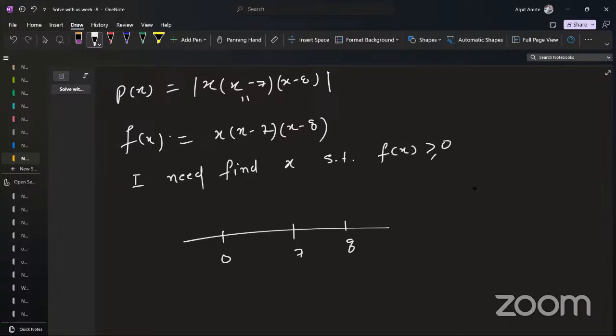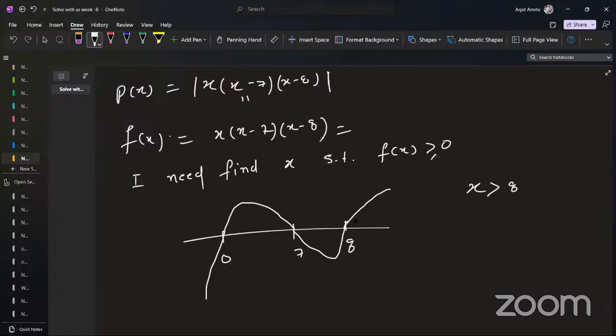Now, if I take any value which is greater than 8, this function will become positive. Multiplicity of 8 is 1, so this will go like this. Multiplicity of 7 is 1, so it crosses like this, and then this will go like this. Easy?